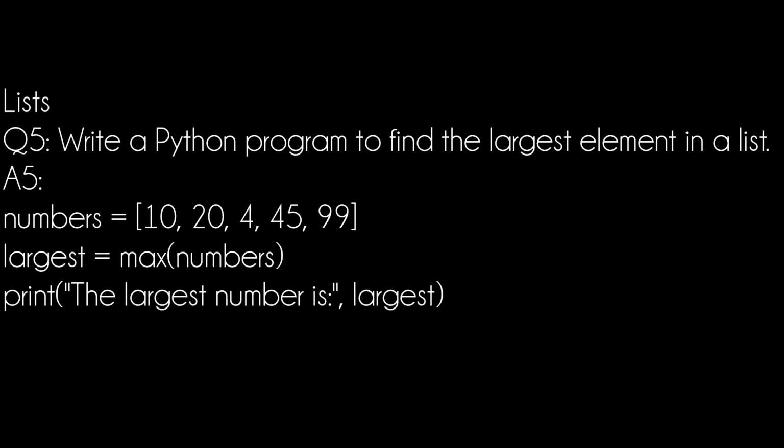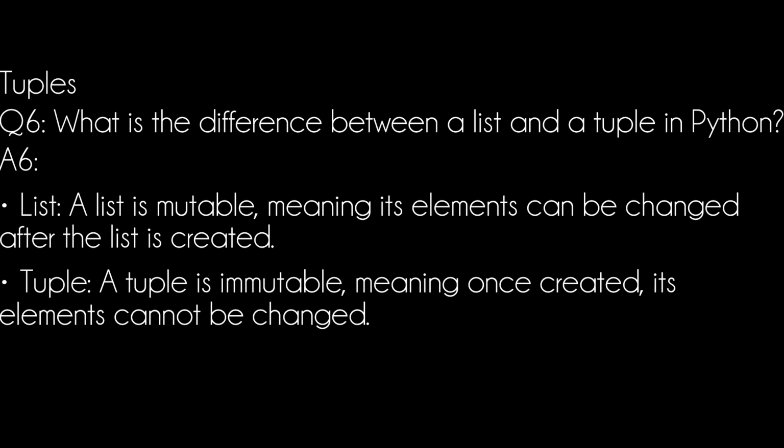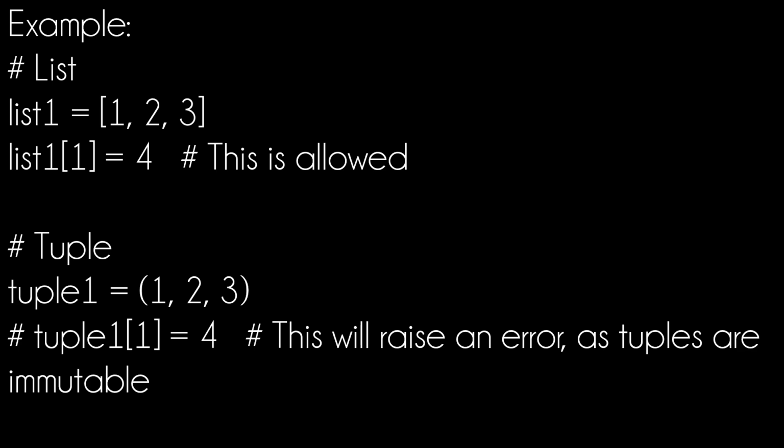List. Write a Python program to find the largest element in a list. Tuples. What is the difference between a list and a tuple in Python? List: a list is mutable, meaning its elements can be changed after the list is created. Tuple: a tuple is immutable, meaning once created, its elements cannot be changed.